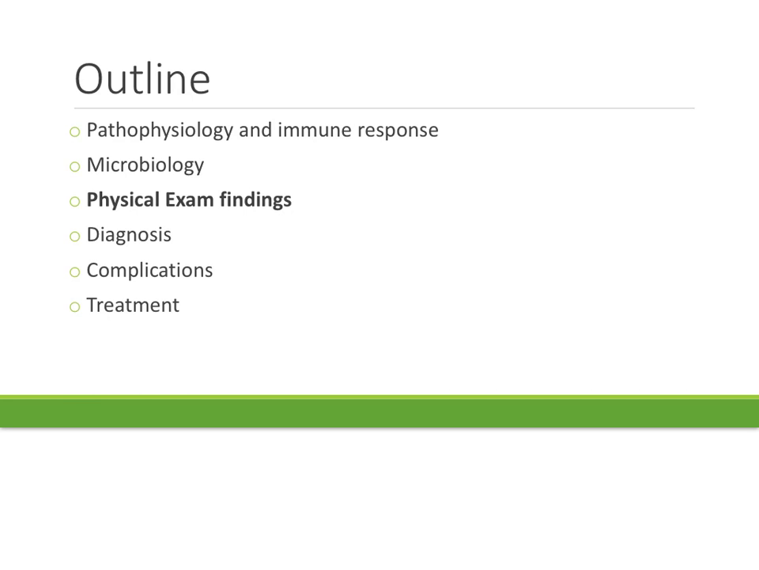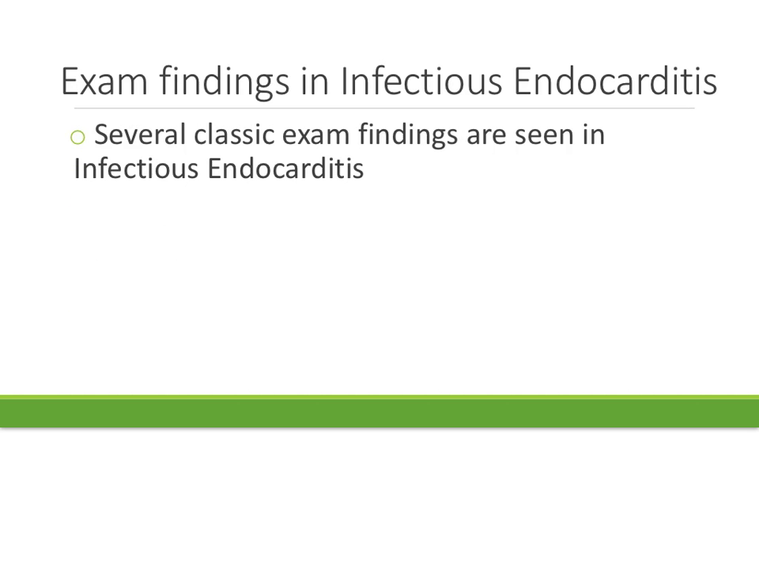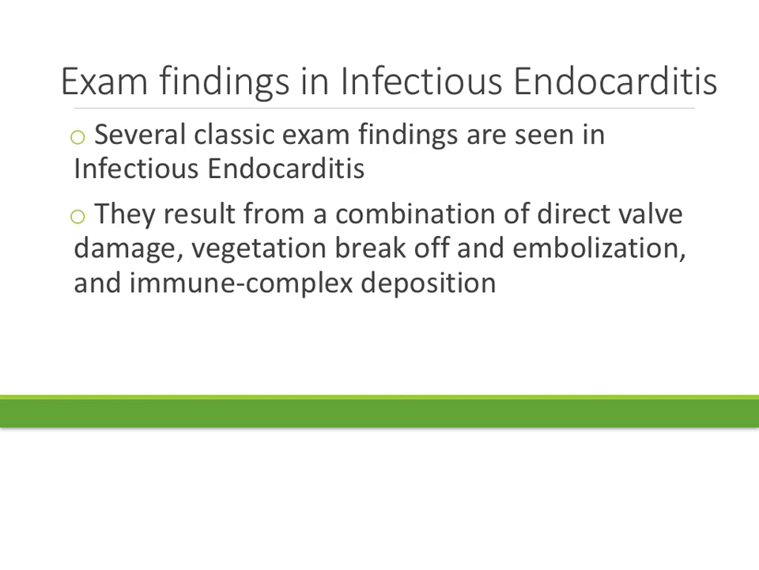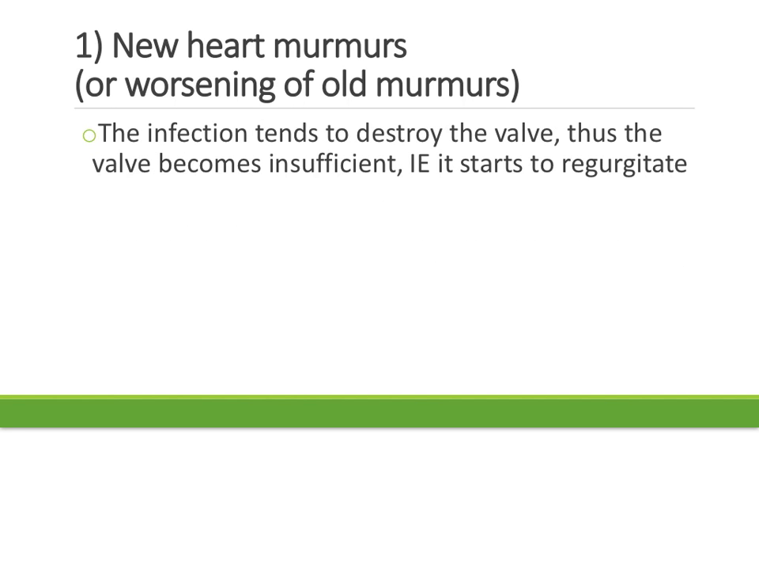Now let's get into the physical exam findings. There are several classic exam findings that are seen in infectious endocarditis that are really going to put your physical exam skills to the test. These result from a combination of direct valve damage, vegetation break-off and embolization, and immune complex deposition. The first broad category are new heart murmurs or worsening of old murmurs. That's because the infection tends to destroy the valve over time, so the valve becomes insufficient and it starts to regurgitate.